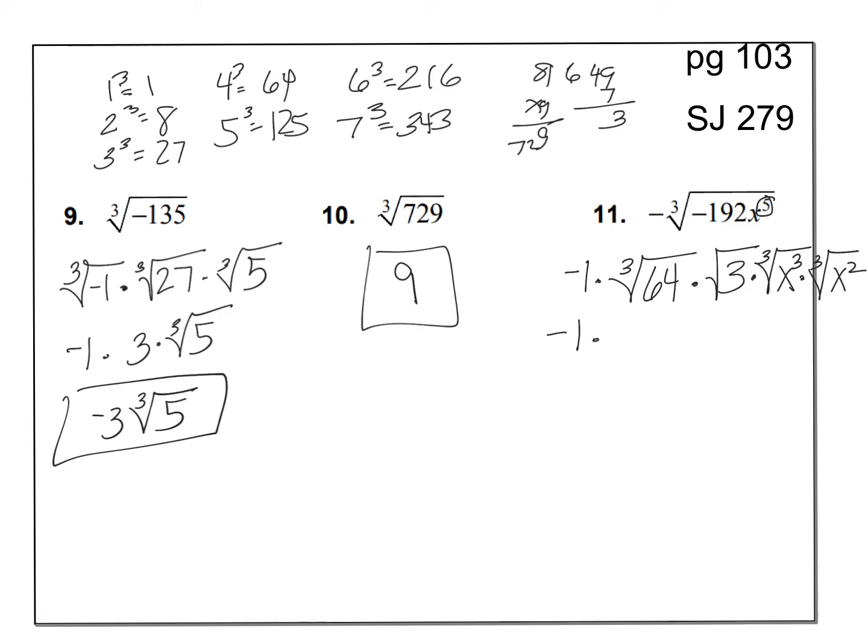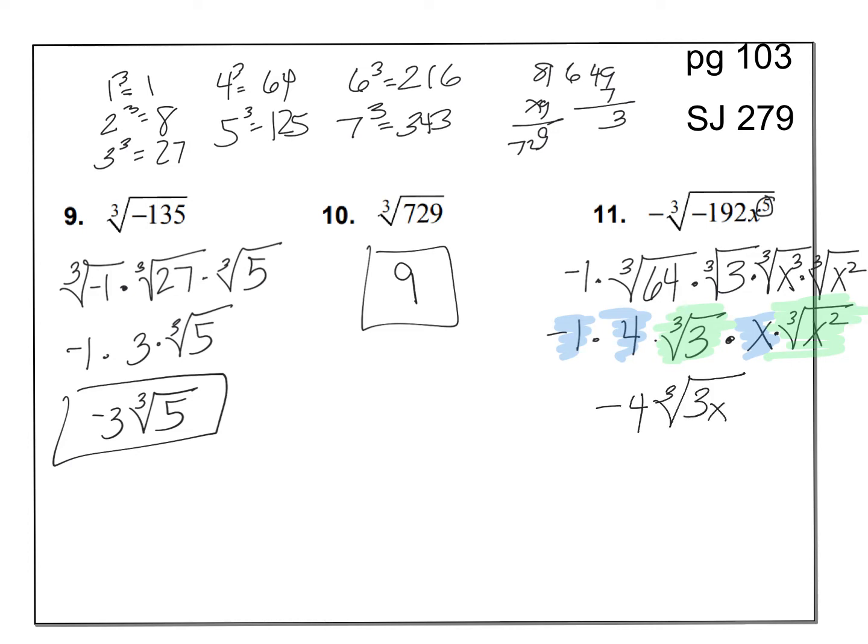So I have -1 times the cube root of 64 is 4. I think I left off my little root symbol here. Times the cube root of 3 times the cube root of x cubed is x to the 1st power times the cube root of x squared. Let me highlight again. I am going to multiply everything that's not under a radical, and then I'll multiply everything that is under a radical. So it looks like my answer is -4x times the cube root of 3x squared. That's my answer to number 11.